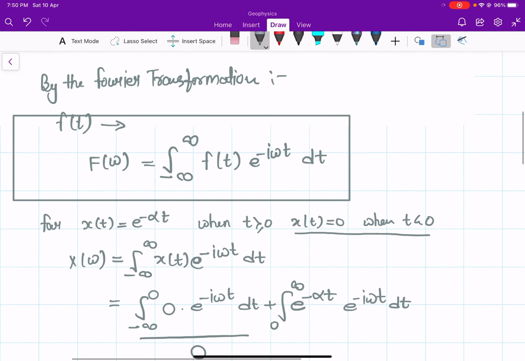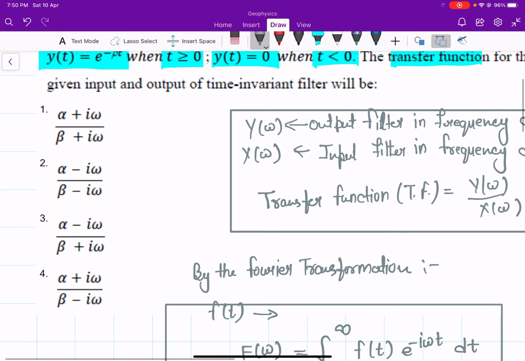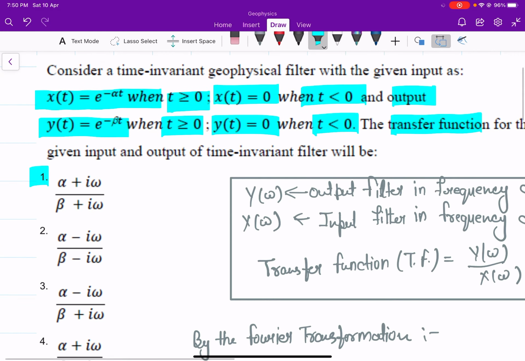So option A, option first, that is (α + iω) divided by (β + iω), will be correct for the given input signal x(t) and output signal y(t). So the answer will be option 1.